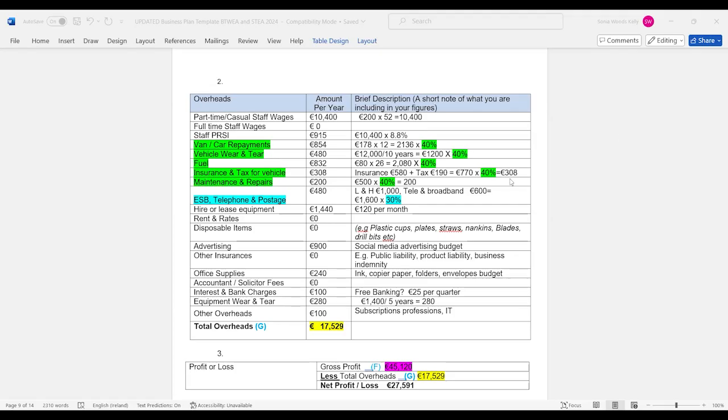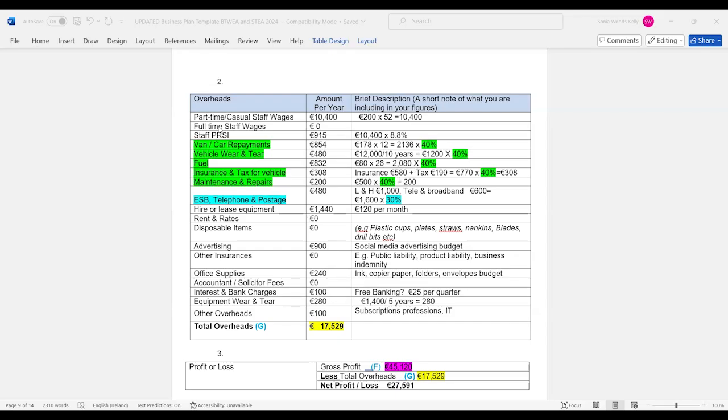Now, this is just a broad estimate. So for the purpose of this demonstration, I'm assuming that for business purposes, I'll use my vehicle 40% of the time, and 60% for personal. So that's 40% business, 60% personal.